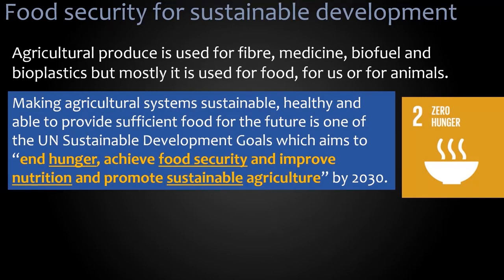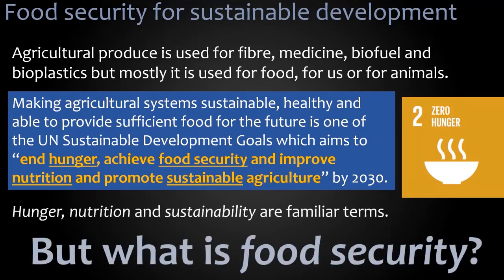Making these agricultural systems sustainable, healthy, and able to provide sufficient food for the future is one of the United Nations Sustainable Development Goals, which aims to end hunger, achieve food security, and improve nutrition and promote sustainable agriculture, all by 2030, so in less than 10 years' time. Now, hunger, nutrition, and sustainability are terms that I think we are familiar with. But what is food security?